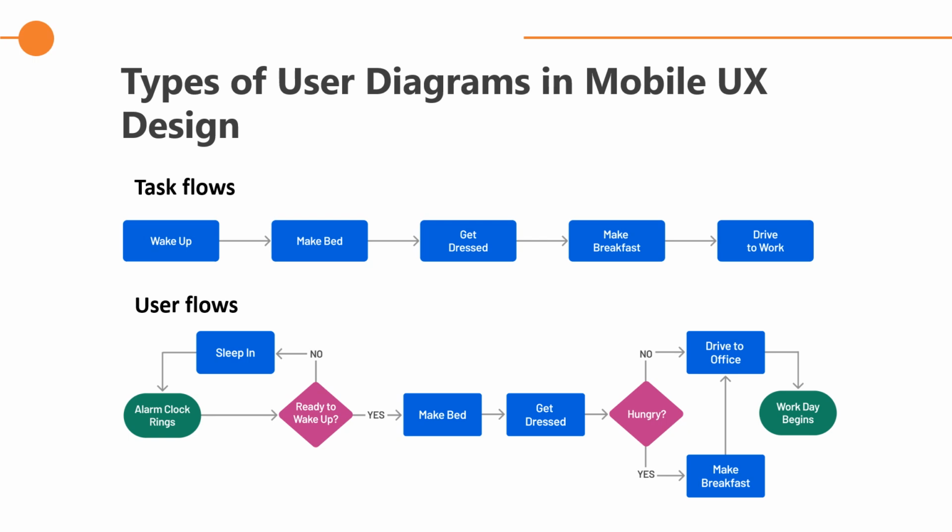If we look at the comparison to the task flow, in the user flow the alarm clock rings, then we have a decision point. Are we ready to wake up? Ideally, according to the task flow, we would wake up, make the bed, get dressed, make breakfast, drive to work. But here we understand that users may not be ready to wake up. So we have a decision point. Are they ready to wake up? No, then sleep in, and the alarm clock rings again. If they're ready to wake up, then we go yes.